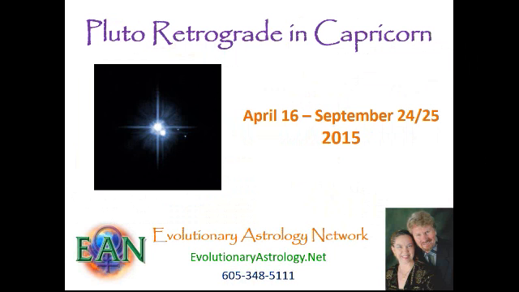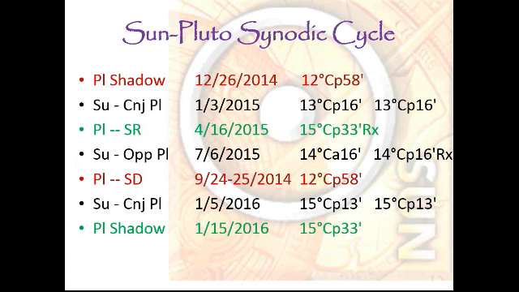And what we are looking at with its retrograde this year is the fact that we are actually going to get into the middle degrees of Pluto in Capricorn. As you can see from your screen here, it's going to go retrograde April 16th at 15°33' Capricorn. So we have reached that halfway point of Pluto's 15-year transit. It's going to retrograde back into 12°58' when it goes direct in September.